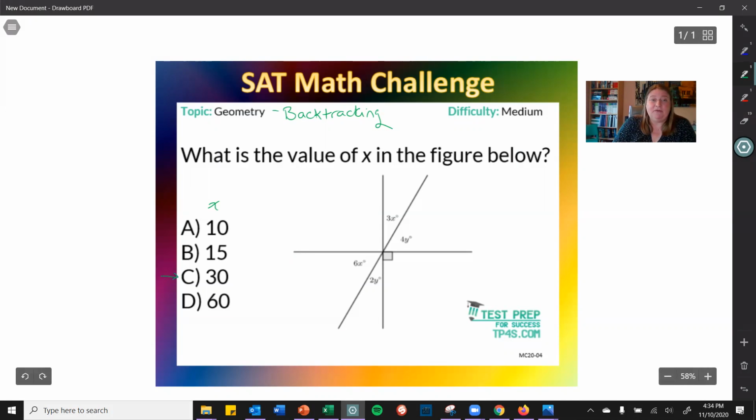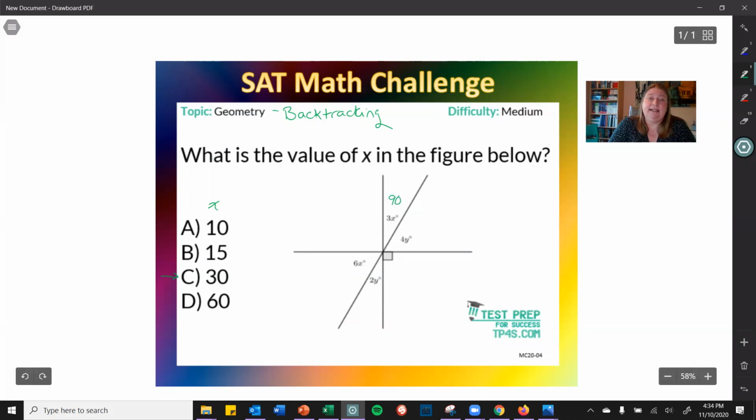If C happens to be wrong, I might not only be able to eliminate C, but also figure out whether I should be going bigger or smaller. If you start with A every time, you always just have to go to B next. But if you start in the middle, then you get a choice of whether to go bigger or smaller. So we'll start with 30 here. I'm going to plug in 30 for x into my drawing. So 30 times 3, because this is 3x, is 90.